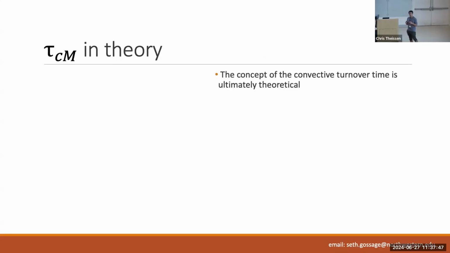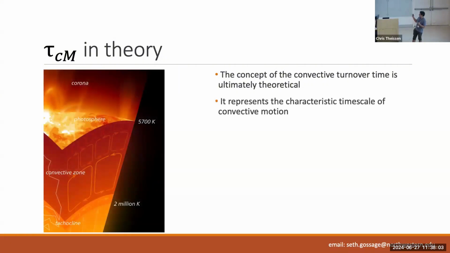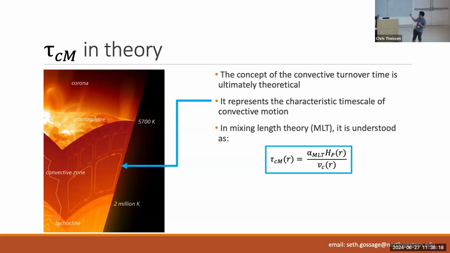So we can go back to the convective turnover time, the theory that it's based on. And the concept, as I mentioned, of the convective turnover time is theoretical, ultimately. It's not something we measure. It's based on mixing length theory. And the picture is that it's basically representing the characteristic timescale of convective motion. There we have these eddies here in the convective envelope. And this is describing essentially the timescale on which convective material rises and falls.